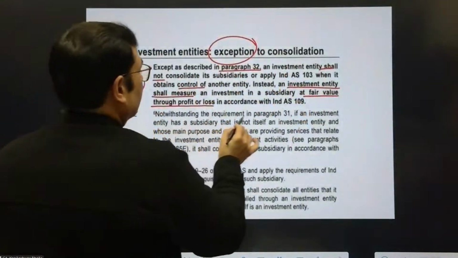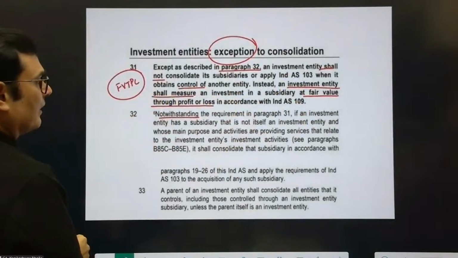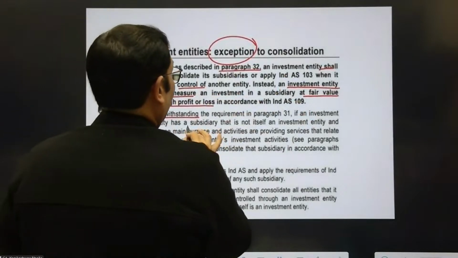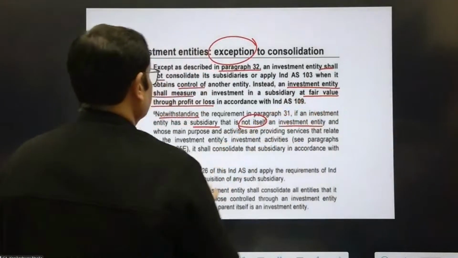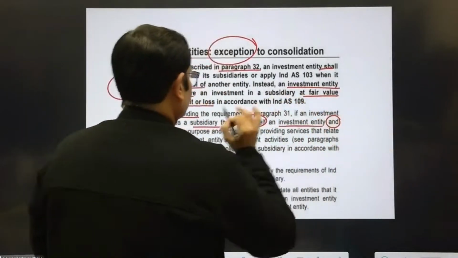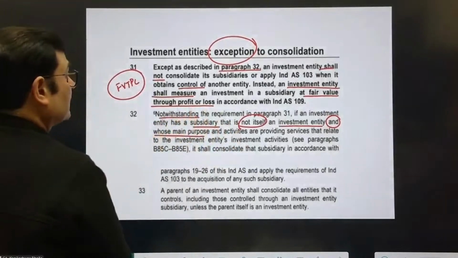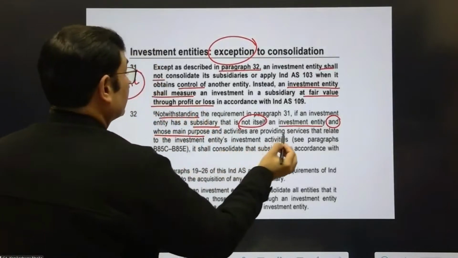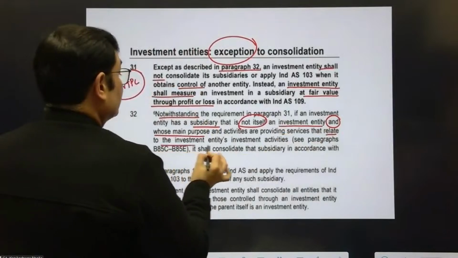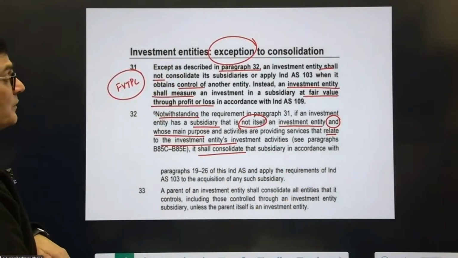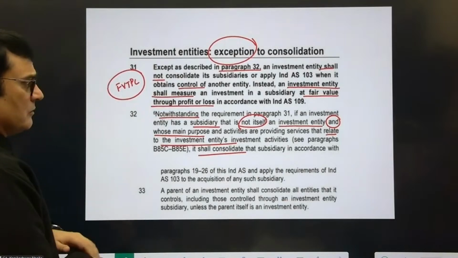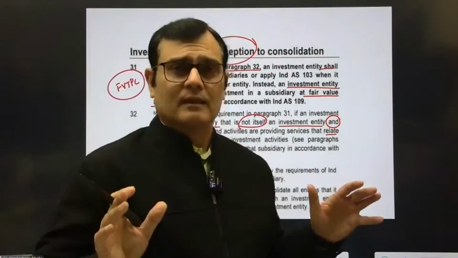Then he says, notwithstanding the requirements in the above paragraph, if an investment entity has a subsidiary that is not itself an investment entity and whose main purpose and activities are providing services that relate to the investment entity's activity, it shall consolidate that subsidiary in accordance with para number 19 to 26. What is he saying? Now friends, this para number 32 has got some very interesting connotations.